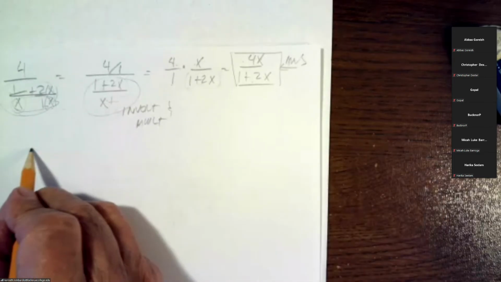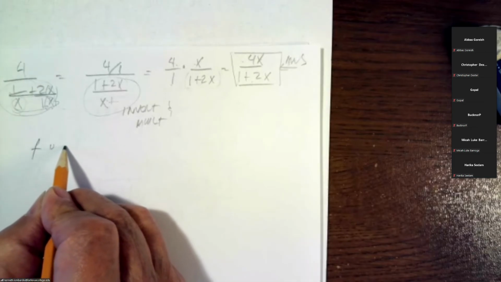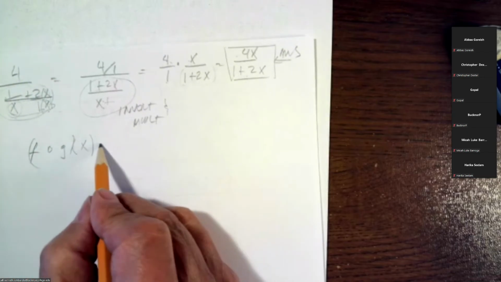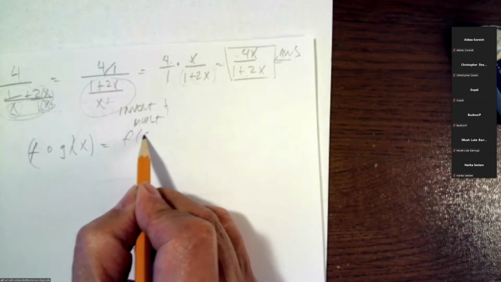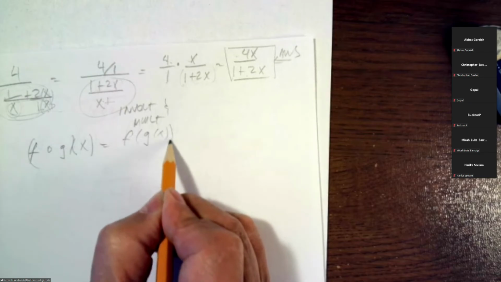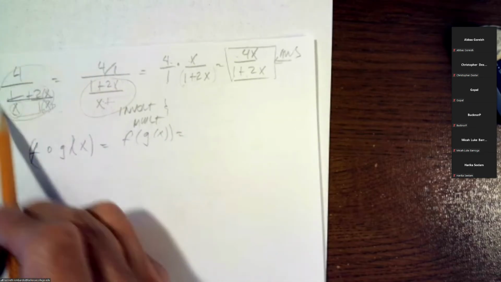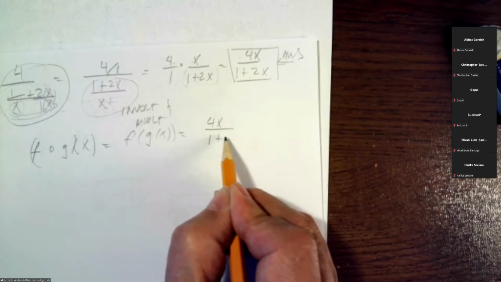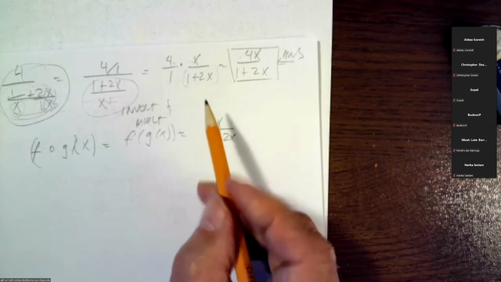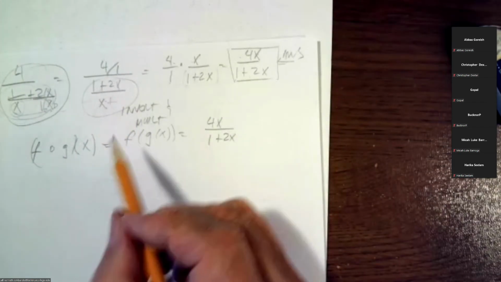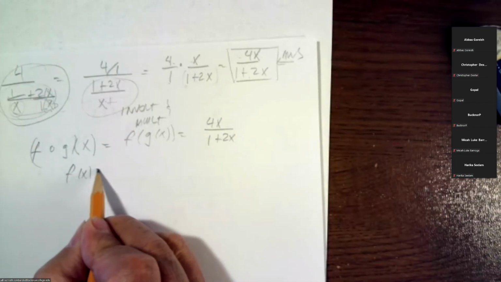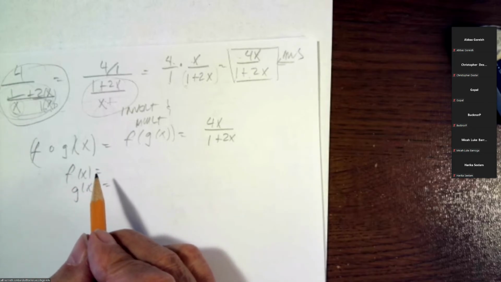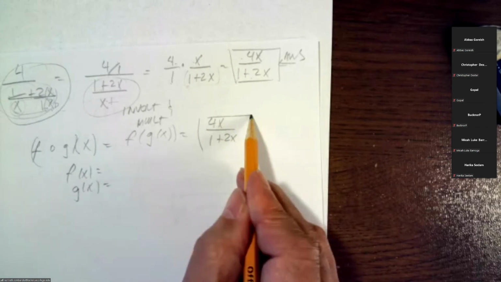And what is that? Well, that's f of g of x, which can be written f of g of x. And when we simplify it from what we had above, it becomes 4x over 1 plus 2x. So f of g of x, given that f of x and g of x, we ended up with this value here.